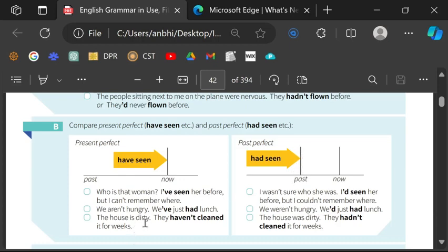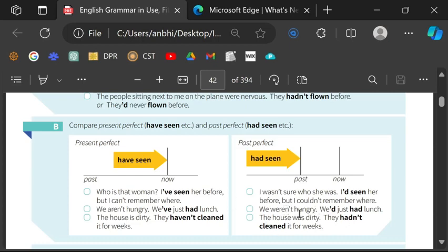Last one, the house is dirty. This is present. They haven't cleaned it for weeks. You see, something that happened before the present. They have not cleaned it. So present perfect. They haven't cleaned it for weeks. Okay? For weeks means many weeks they didn't clean, right?